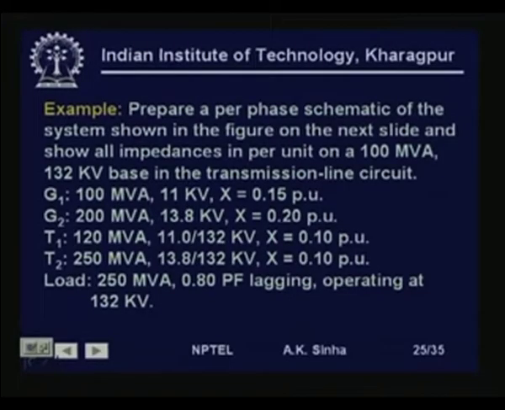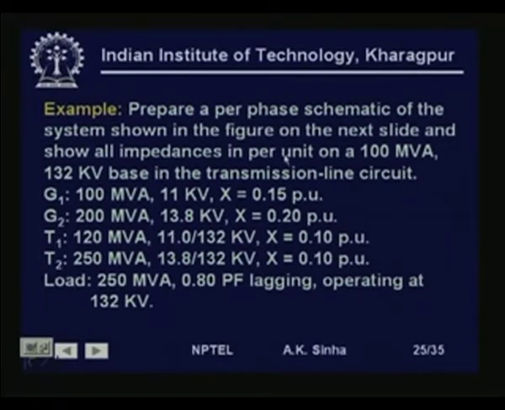Now, let us take a simple example for this per unit representation. Here we have taken a problem where we say: prepare a per phase schematic of the system shown in the figure, which is shown in the next slide, and show all the impedances in per unit on a 100 MVA base, 132 kV voltage base in the transmission line of the circuit.